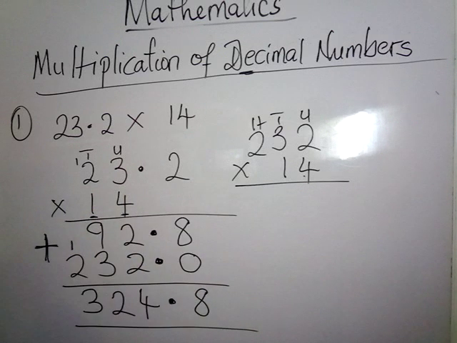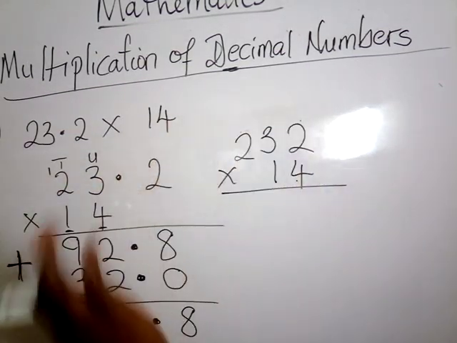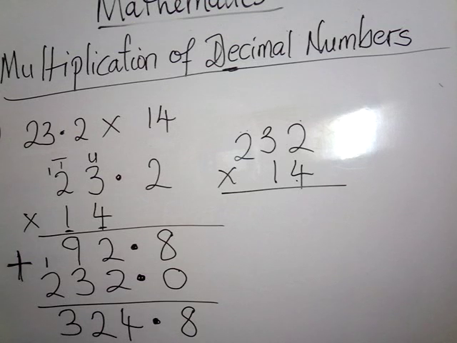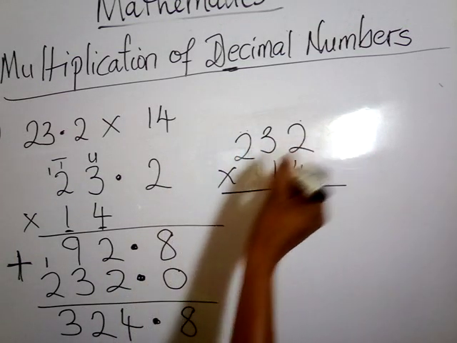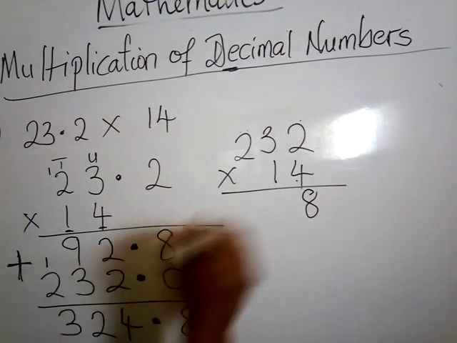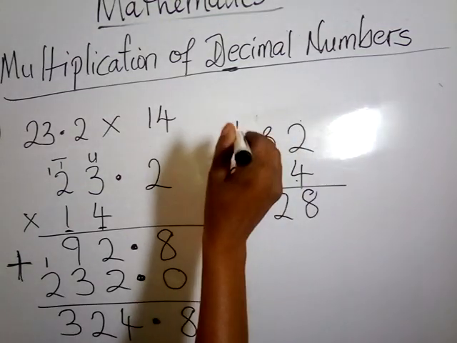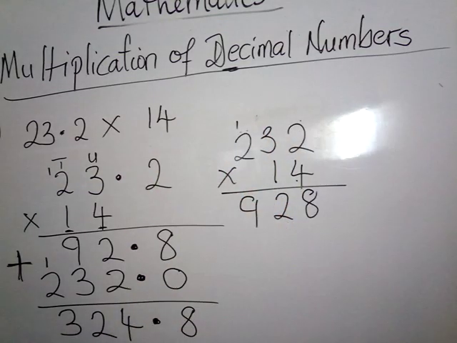So I'm going to show you the second method, and you will see we're going to arrive at the same answer. In this other method, you're going to just leave out the point totally as you are doing the multiplication. Forget about the point first. Just multiply the way you would multiply whole numbers. So you have 232 multiplied by 14. Let's go. 4 times 2, that gives us 8, right? 4 times 3, 12. You bring 1 up here. 4 times 2, 8 plus 1, that gives us 9, right?